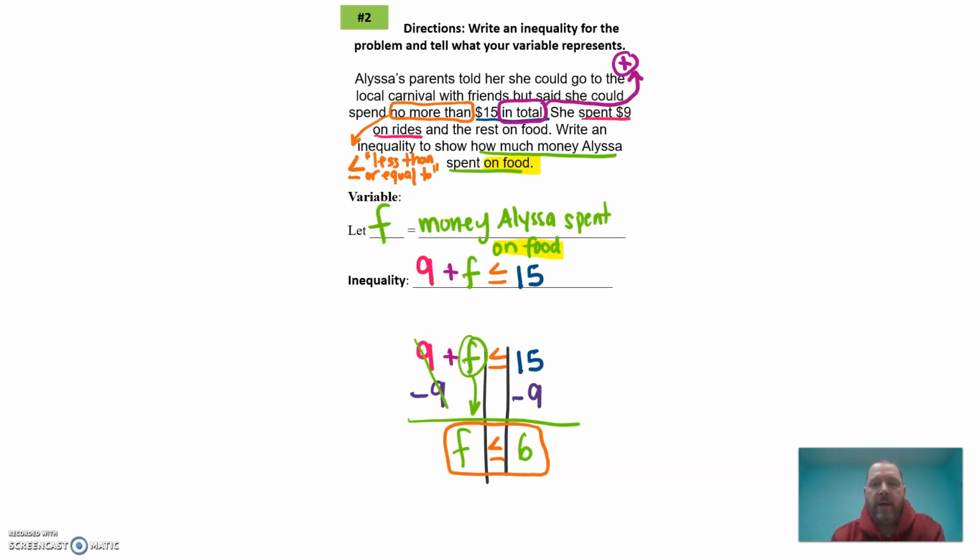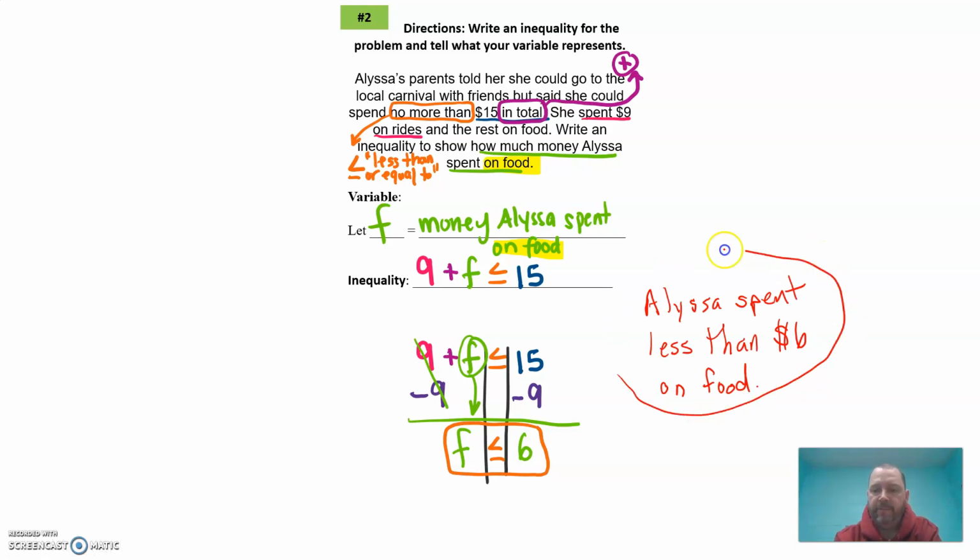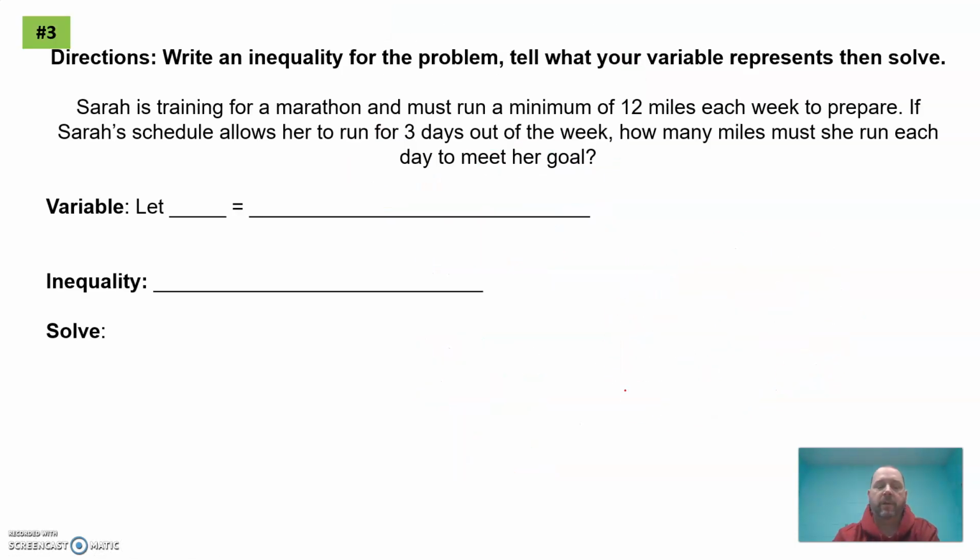All right, welcome back. So the words no more than told me I was going to use the less than or equal to symbol. I decided to use F for the money that Alyssa spent on food. I knew it was addition because of the words in total in the word problem. So I did 9 plus F is less than or equal to 15. When I solved the problem, I needed to subtract 9 from both sides. That gave me F is less than or equal to 6. And then your final answer, you should have written Alyssa spent less than $6 on food. All right, let's take a look at another one.